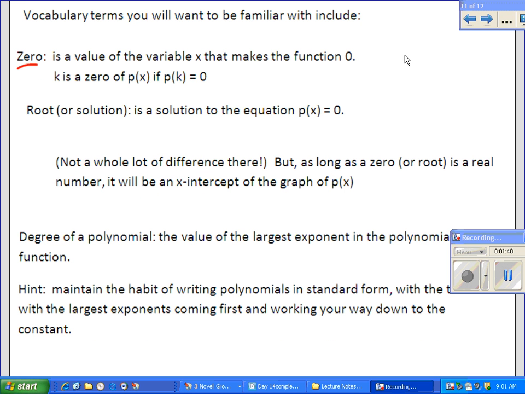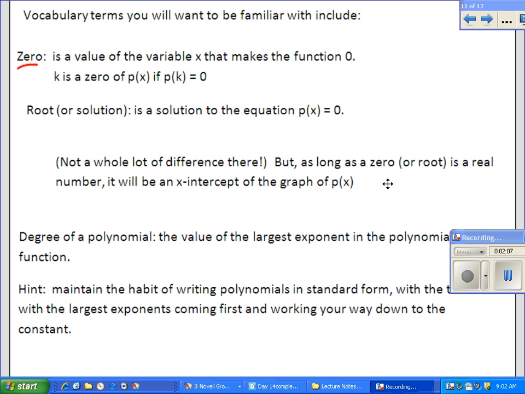So, vocabulary terms we want to be comfortable with. A 0 is a value of the variable x that makes the function equal 0. So k is a 0 of p of x if p of k equals 0. So it's the solution to an equation if the polynomial is set equal to 0. We can also call them roots, the solution of the equation. And yeah, so not a lot of difference there.